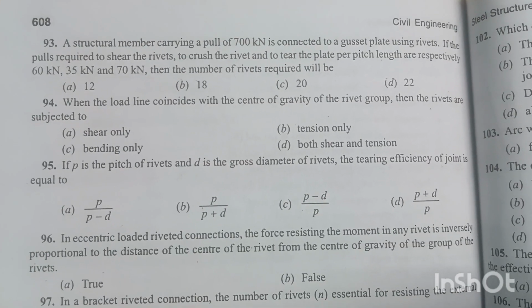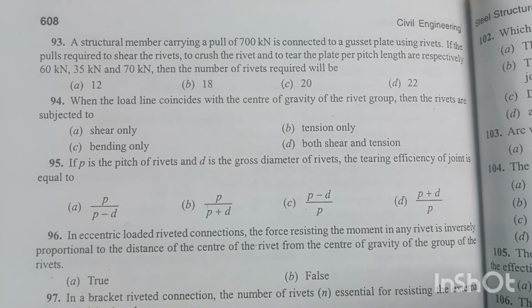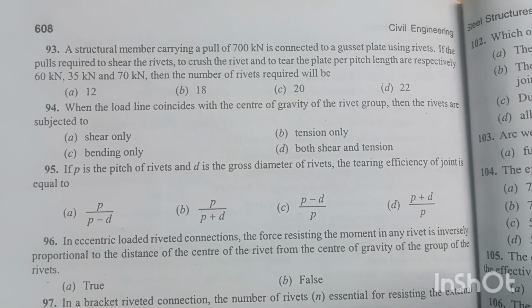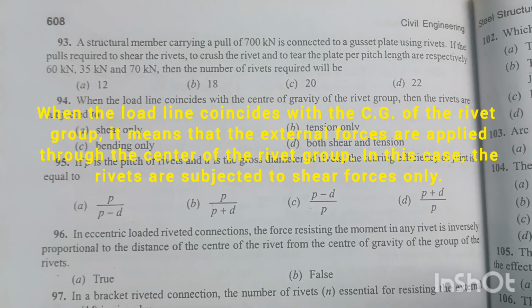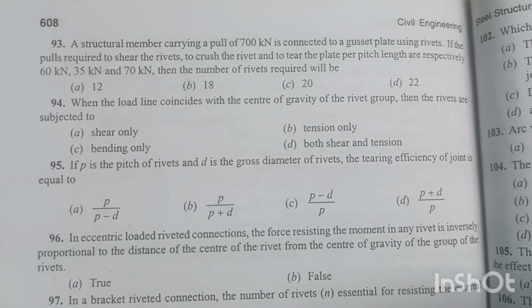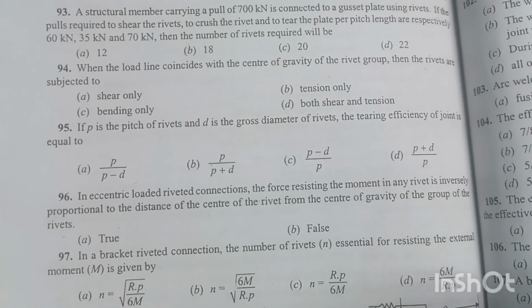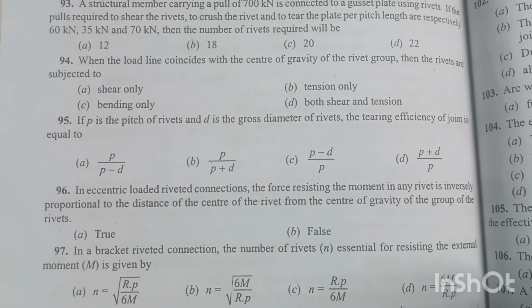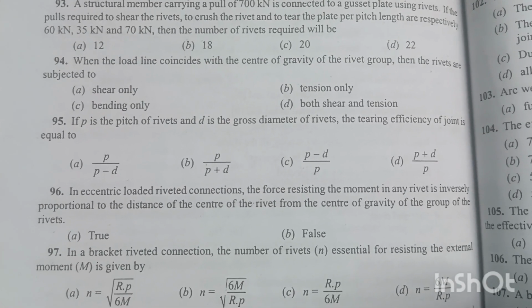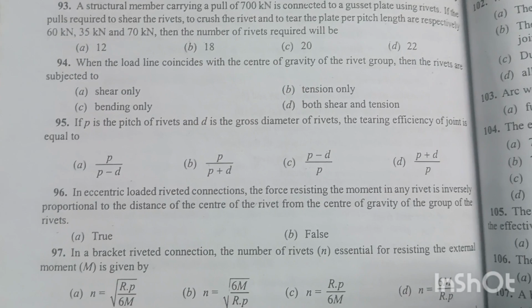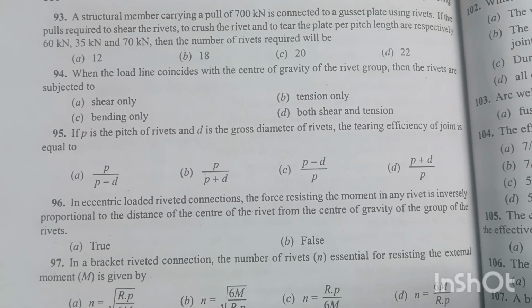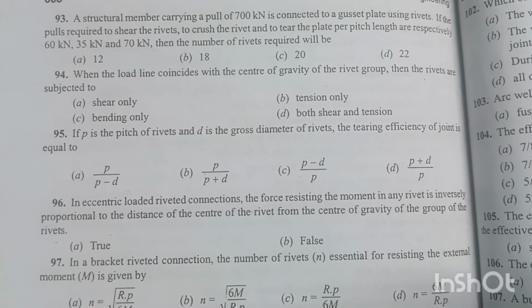Question number 94. When the load line coincides with the center of gravity of the rivet group, then the rivets are subjected to shear only. Option A is the right answer. Question number 95. If P is the pitch of the rivets and D is the gross diameter of the rivets, the tearing efficiency of joint is equal to. Option C is the right answer, P minus D by P.